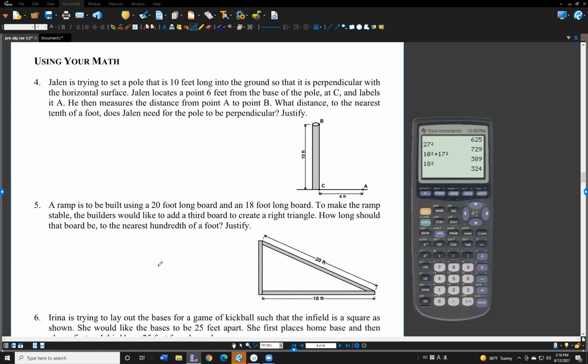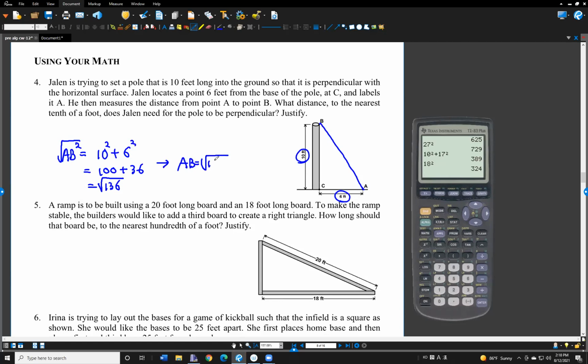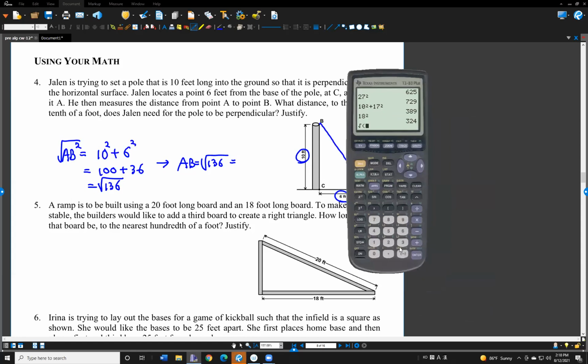Now we're going to find A to B, the length of this side. Yes, this side. AB squared equals what? By the Pythagorean theorem, 10 squared plus the other side squared, 6 squared. That must be equal, right? This is 100 plus 36, 136. So when you take the square root, AB equals square root of 136. Approximately 11.7 feet is the answer, okay?